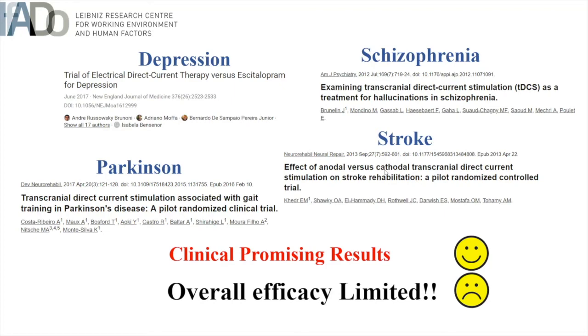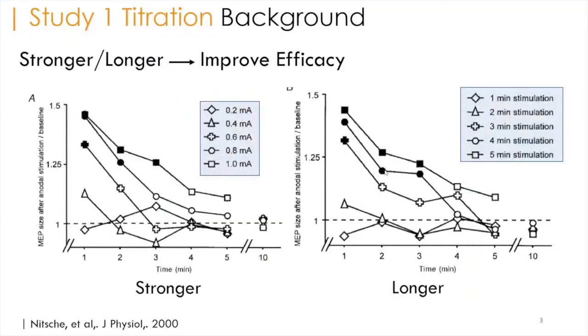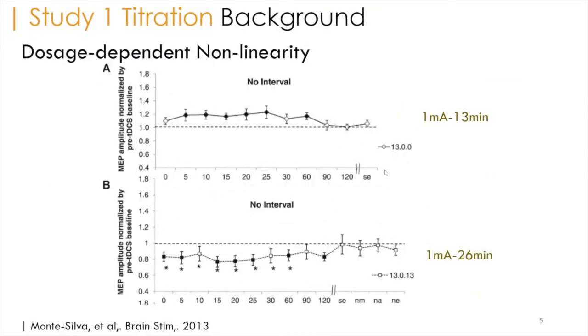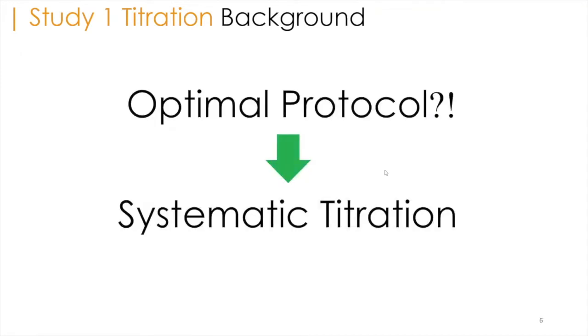The tDCS clinical studies showed promising results in altering the symptoms of different neuropsychiatric or neurological disorders. But there is a big challenge. There is a big question, and the challenge is that the overall efficacy of the technique is limited. Then what is the solution for this? I will skip these slides, because my colleague also presented.